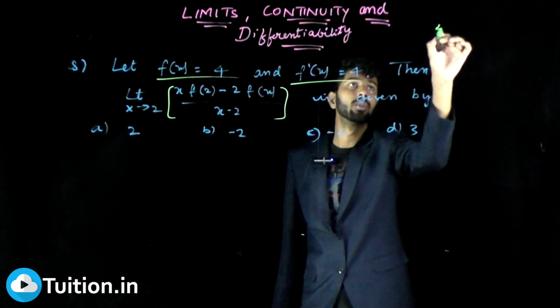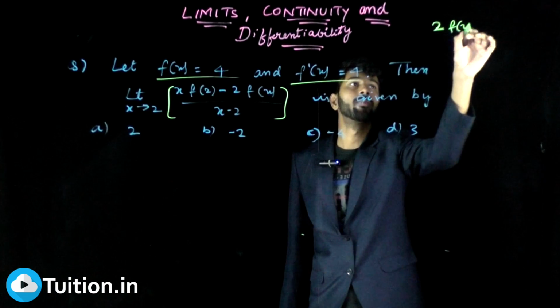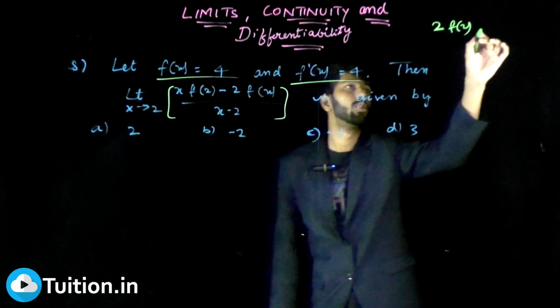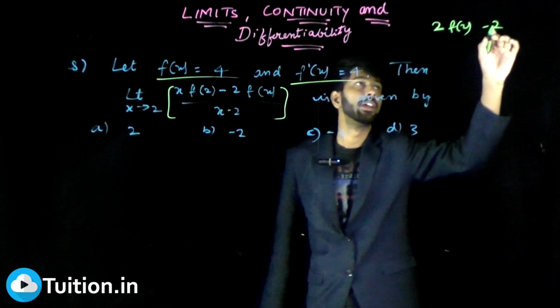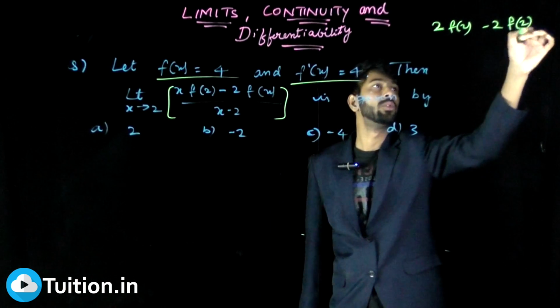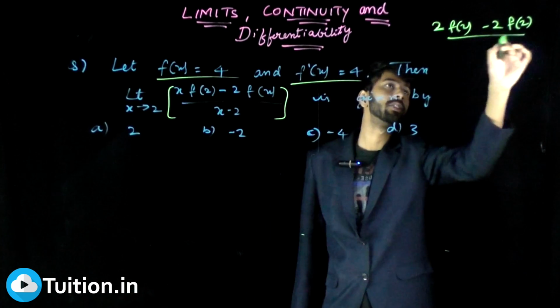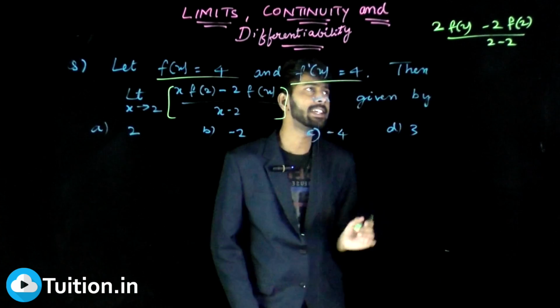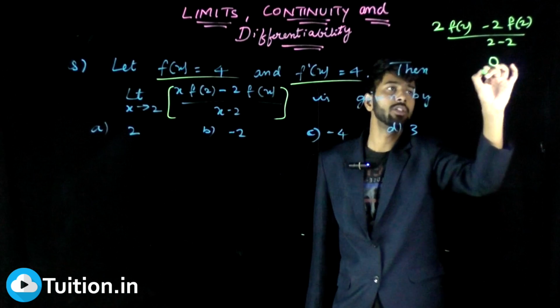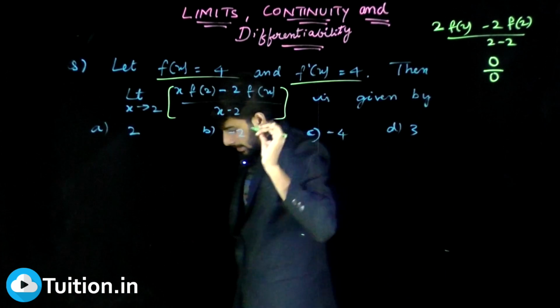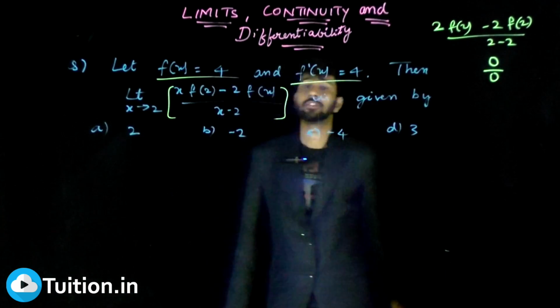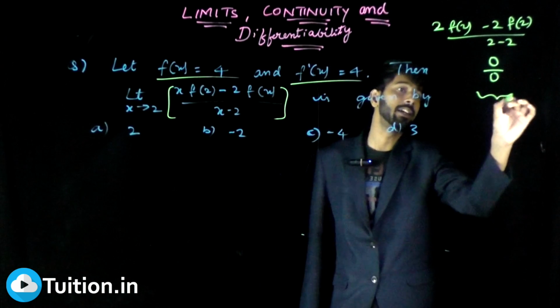What you get is 2 into f of 2 minus 2 into f of 2 here, right, divided by 2 minus 2. So as you can see, what you are getting is 0 by 0. I have to tell you a lot about this 0 by 0 actually. It's one of the indeterminate forms.